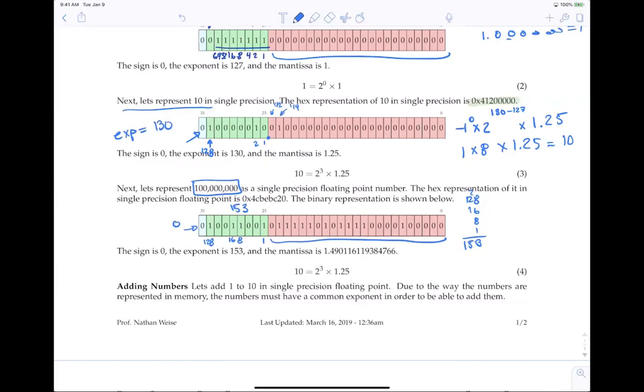Okay, this isn't too bad. But remember, we always have that implied 1. So it's going to be 1 point. And then I did the math here, but this is correct. But let me just show you how you get it if you want to do it by hand.